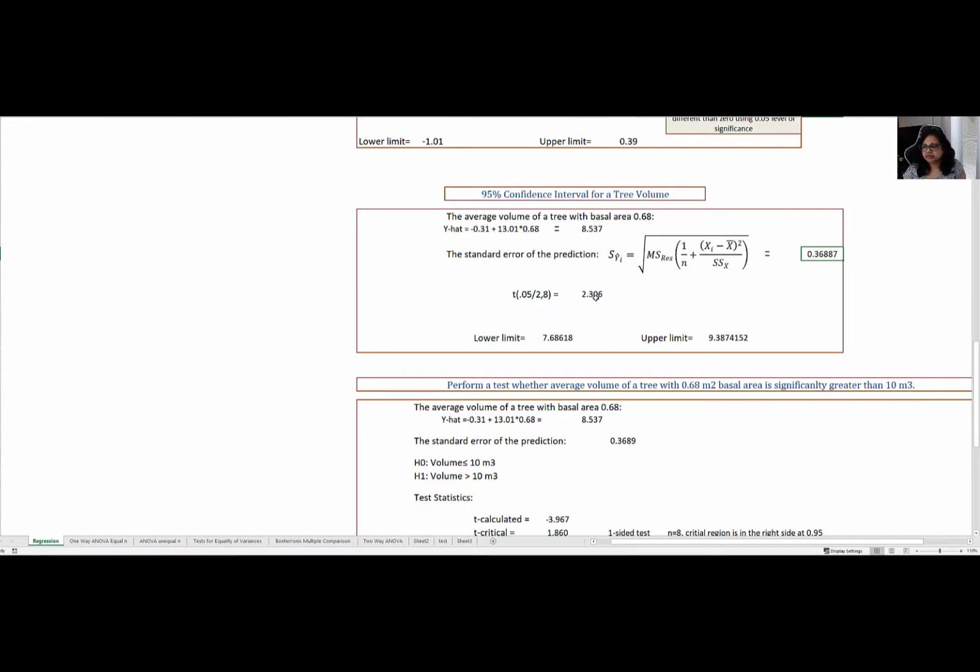And the t value would be the same as before, the 8 degrees of freedom and 0.025. If you use these three values, then you can easily find that. So the 8.5 plus or minus, depending on upper or lower value, the t value multiplied by the standard error.